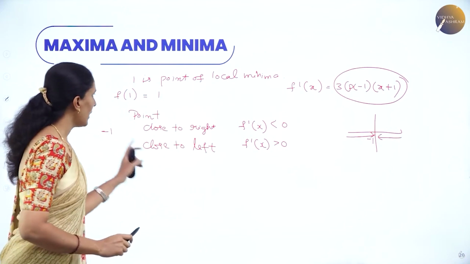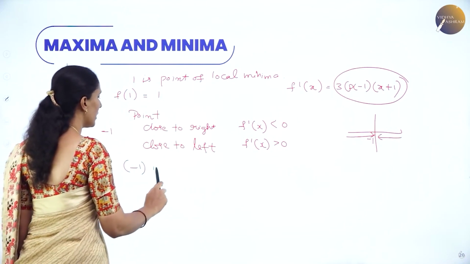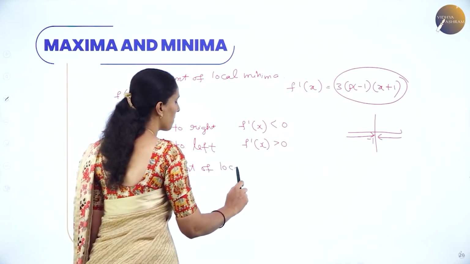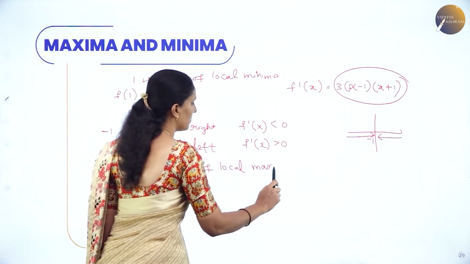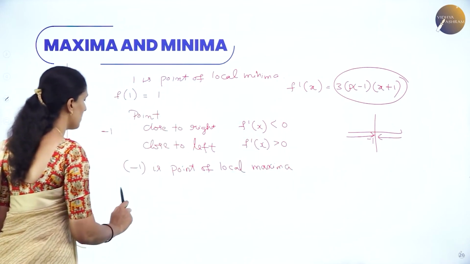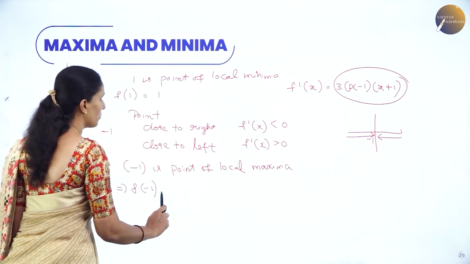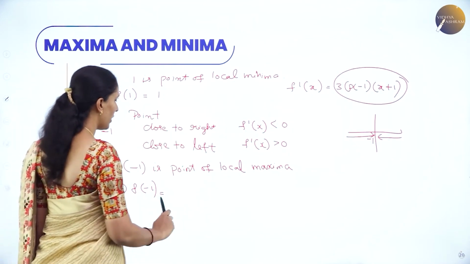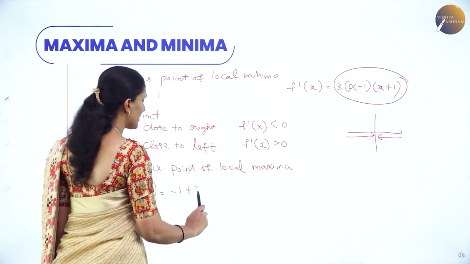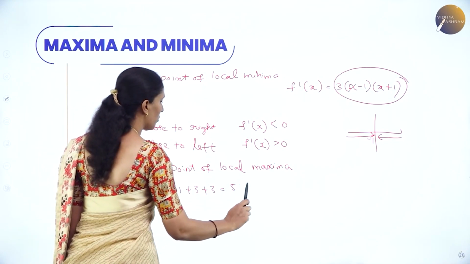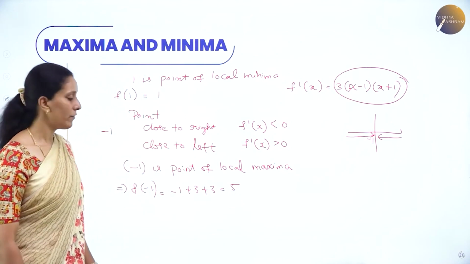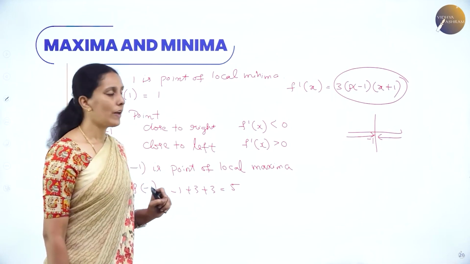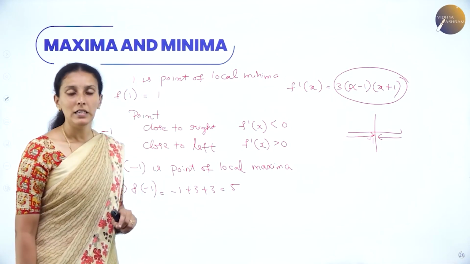So thus we can say minus 1 is the point of local maxima. This implies f of minus 1, where the function is x cube minus 3x plus 3, becomes minus 1 plus 3 plus 3, which is equal to 5. So 5 is the maximum value and the point of maxima is minus 1, and 1 is the minimum value and the point of local minima is 1.